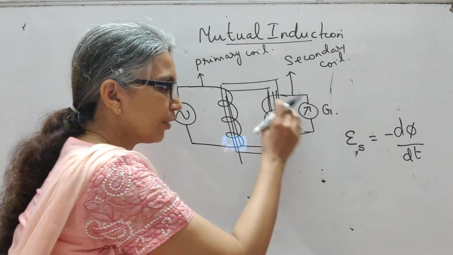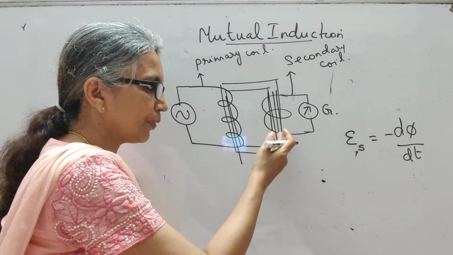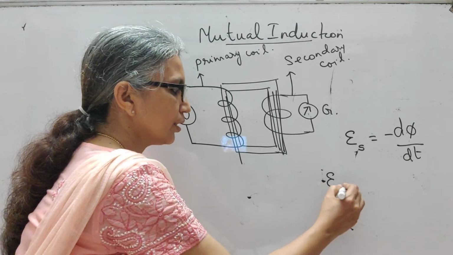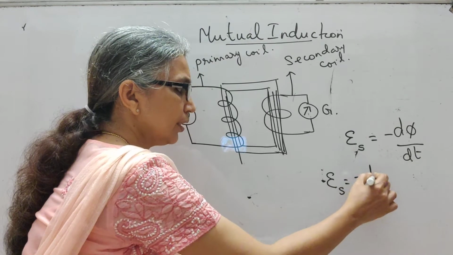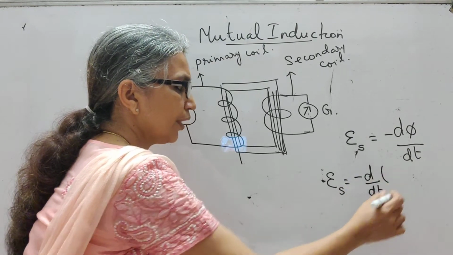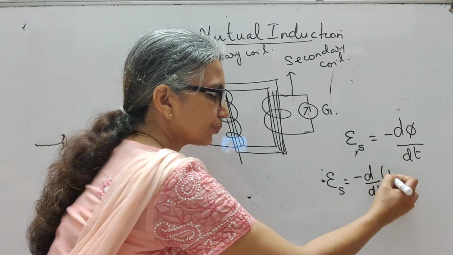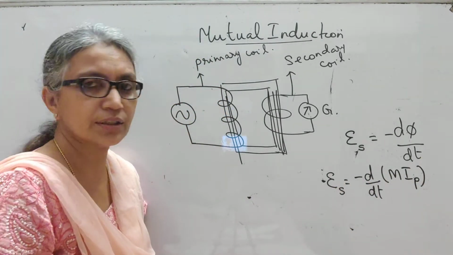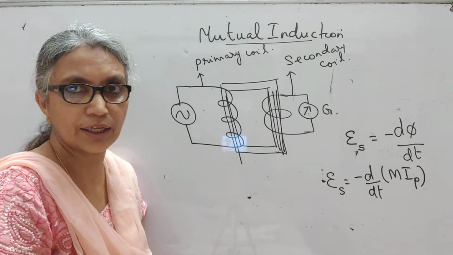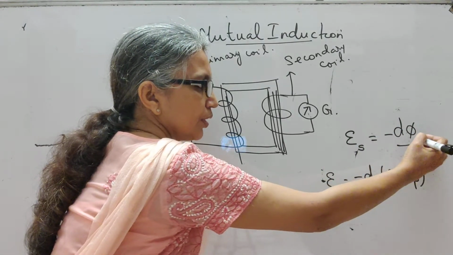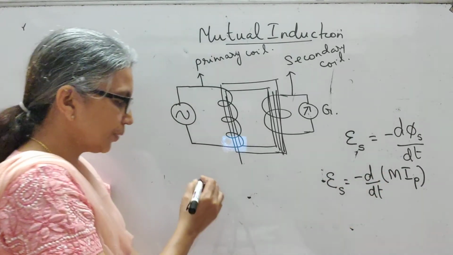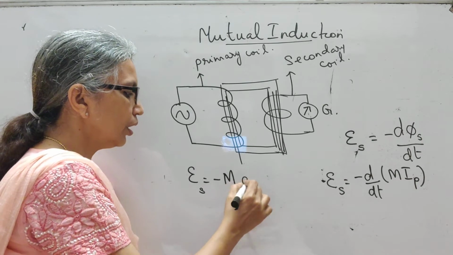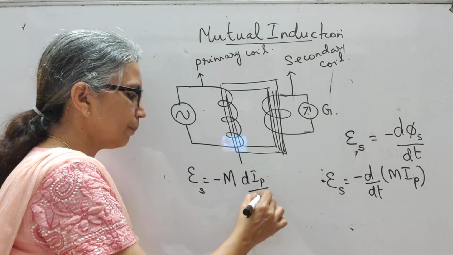So we have the flux change here. Both flux changes happening here and here. The flux change is the same. Now here we have ES is equal to minus d by dt of phi, which is M into IP. Just now we wrote flux phi is equal to M into IP, where this was the flux linked with the secondary coil. Mutual inductance being a constant, I can take it out: minus M into dIP by dt.